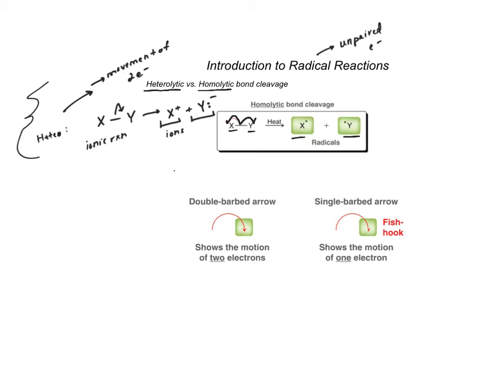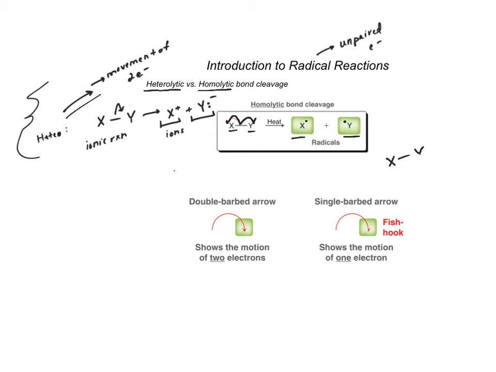The product of that homolytic bond cleavage reaction is a radical species. We have given one electron to X and one electron to Y. They have unpaired electrons, so these are the radicals that we're going to be dealing with. Now in this homolytic bond cleavage reaction, instead of using our double-headed arrow, which we use for heterolytic, we're going to be utilizing this single-headed arrow.